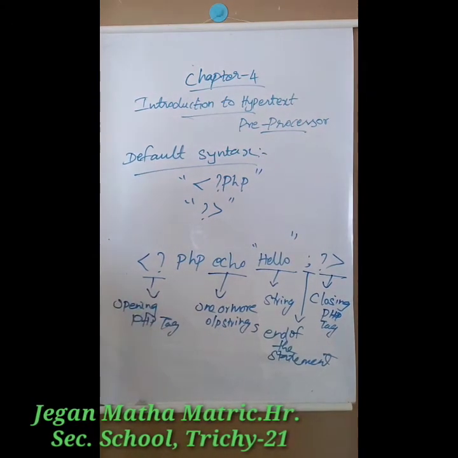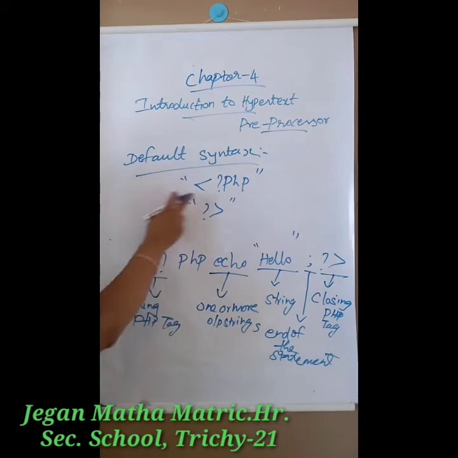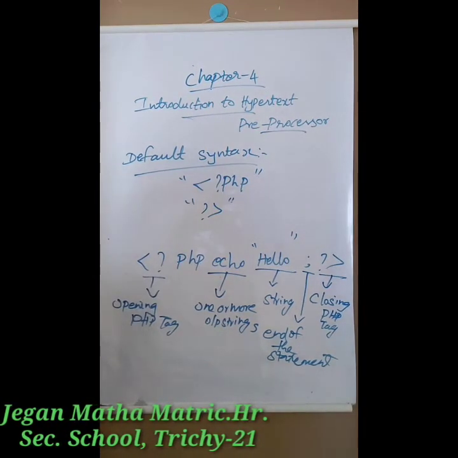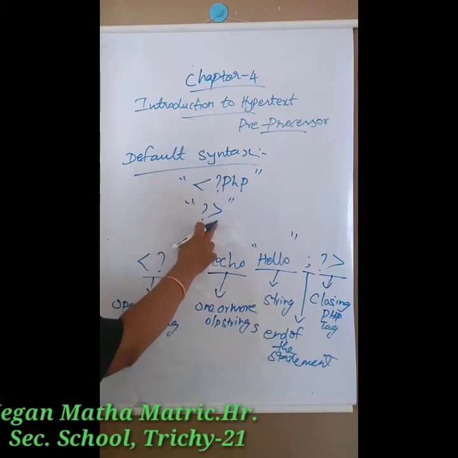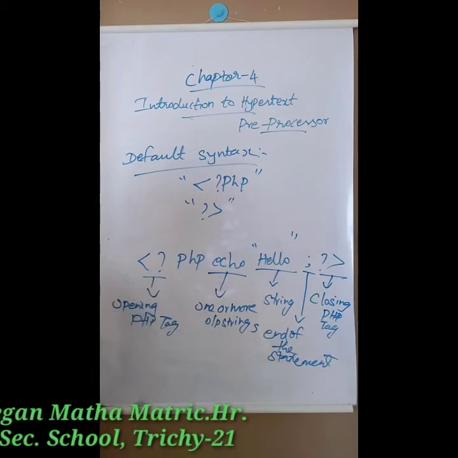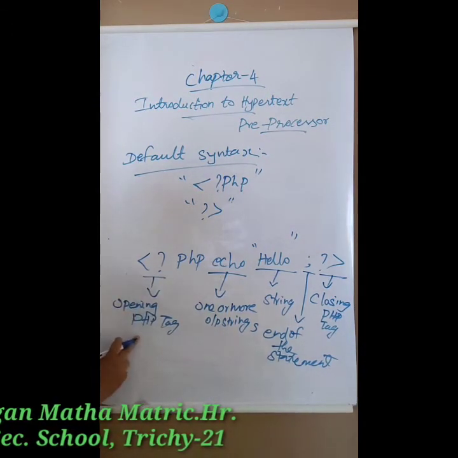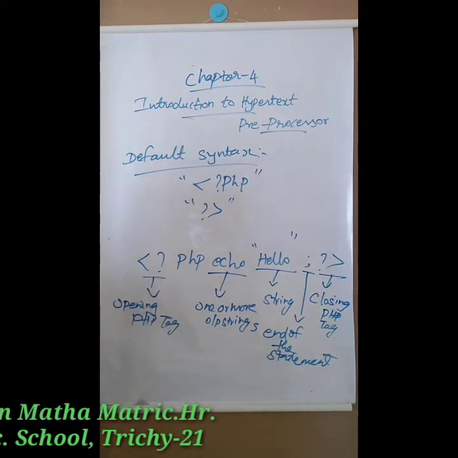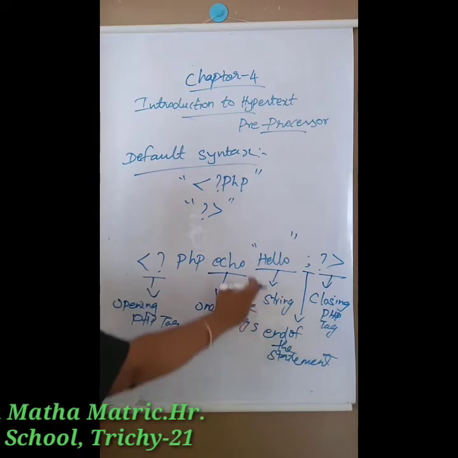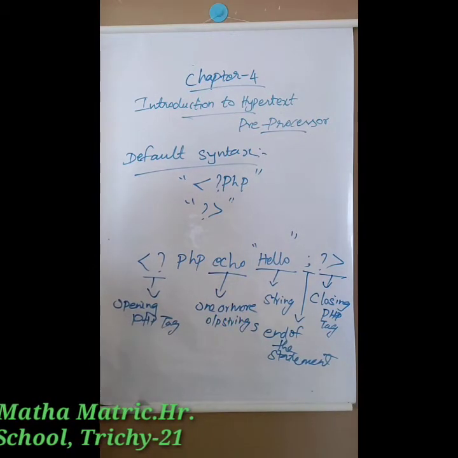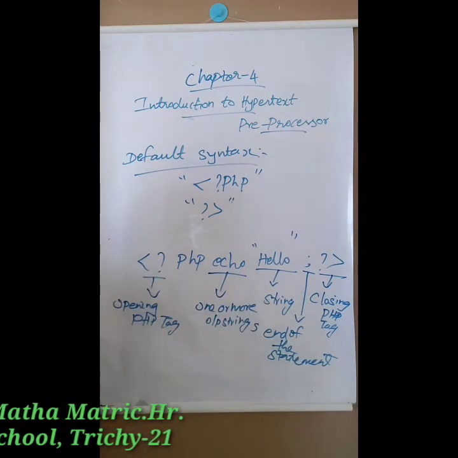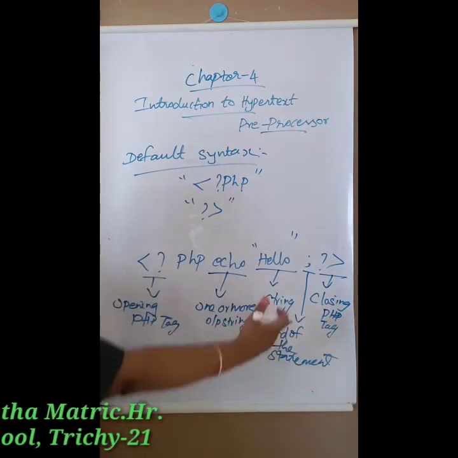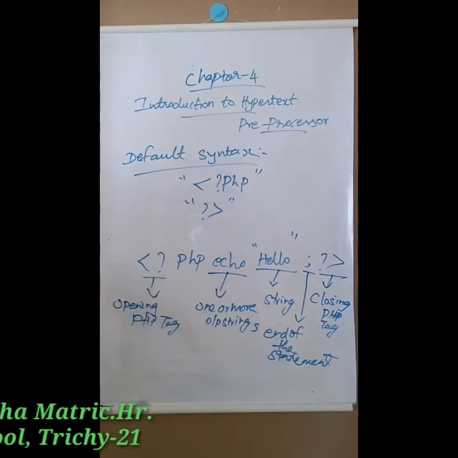So once again, I repeat. Default syntax opens with the open tag, PHP, and ends with the question mark close tag. Now this is the example syntax. Open PHP tag, and then the echo command is used to print the output. Here we use one or more output strings, and the next, hello, is the output string. Then the semicolon is considered the end of the statement, and the last one is the PHP close tag.